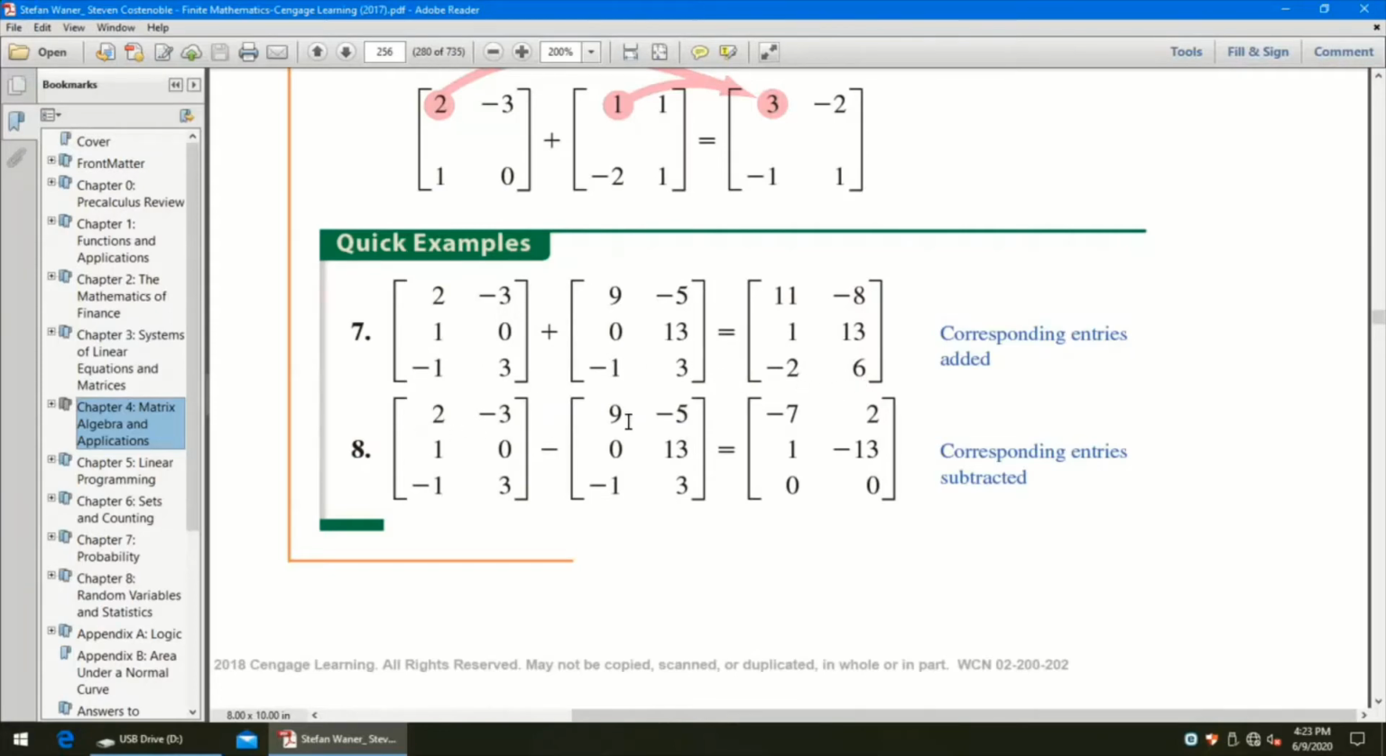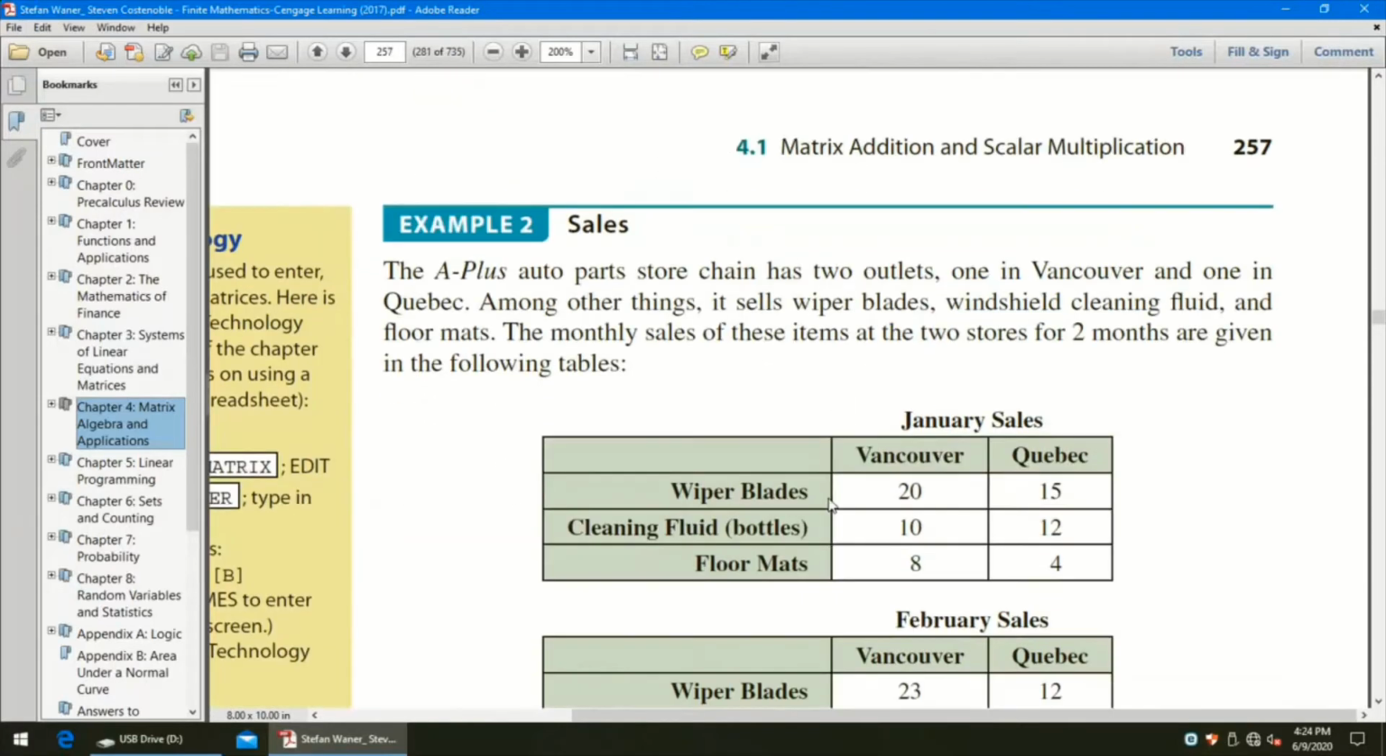Now when you subtract, 2 minus 9. You can't just subtract the other way around because it's the first minus the second. So it's 2 minus 9. It also depends upon which one you want to keep first and what your target is and what you want to find out. But in this position, 2 minus 9 gives you minus 7. Minus 3 minus minus 5, because minus minus is plus, so minus 3 plus 5 would give you 2. Then 1 minus 0 is again 1, 0 minus 13 is minus 13, minus 1 minus minus 1 would be 0, and 3 minus 3 is 0. So both of them are 0.